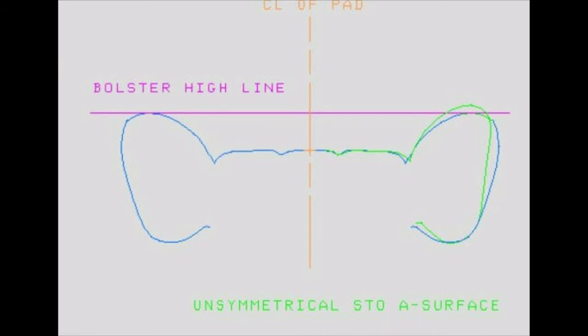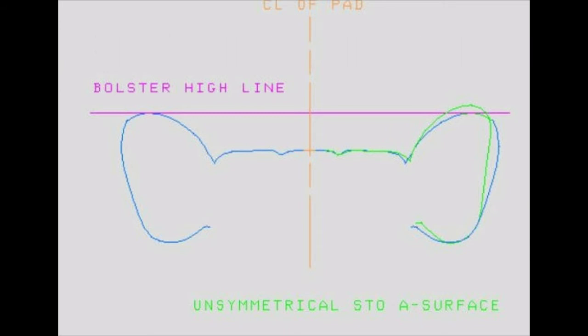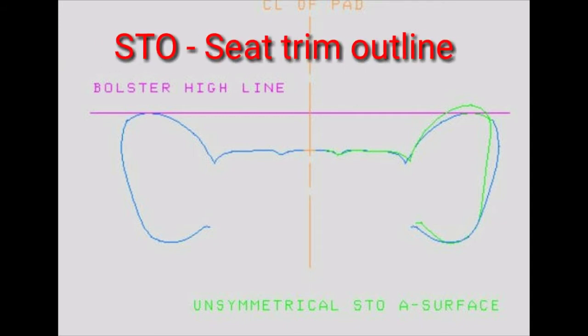At this point, it must be determined what the design intent is. Does the pad call for a high or aggressive bolster, or does it require a low, shallow bolster? Once this is determined, the designer can choose which side of the seat trim object to use to create a symmetrical pad. If the design intent is for an asymmetrical pad, then follow the STO, that is the seat trim outline, as given.